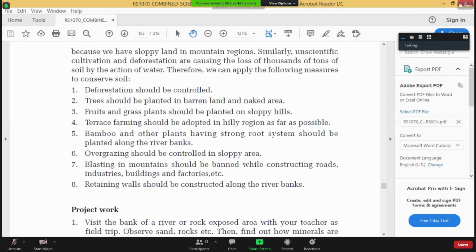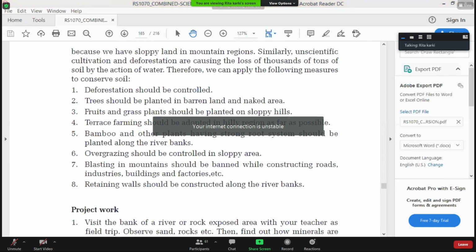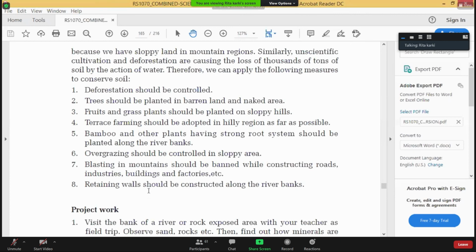For all of these, we basically explode particular places, and due to the explosion, a huge amount of soil will be eroded from the higher hills or from one particular surface. Especially blasting in the mountains or hills, which are very prone to landslides and soil erosion, for construction of roads, industries and factories, should be reduced or controlled.